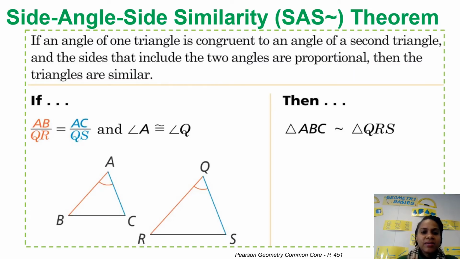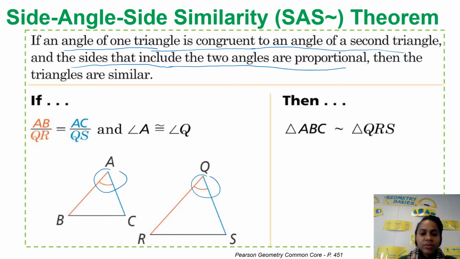The side-angle-side similarity theorem states that if an angle of one triangle is congruent to an angle in the second triangle, and the sides that include the two angles are proportional, then the triangles are similar. So we're looking at these included angles here. So angle A and angle Q are included, they are congruent. The sides have to be proportional as well.